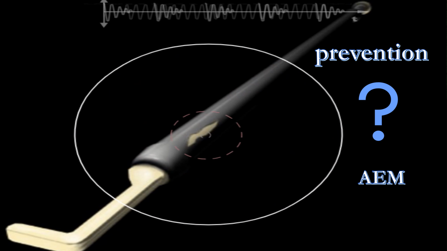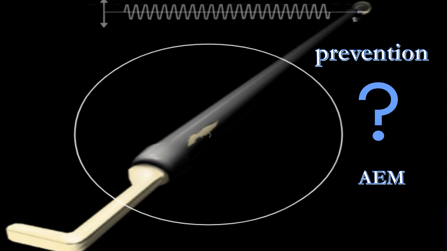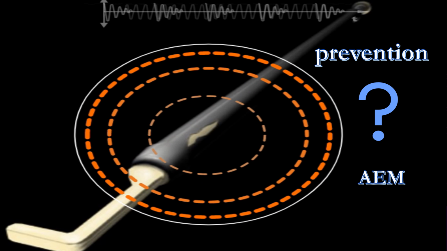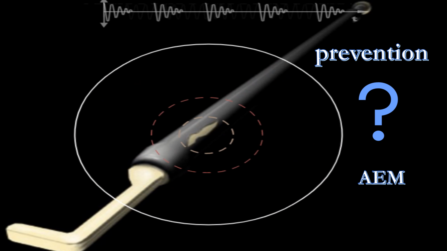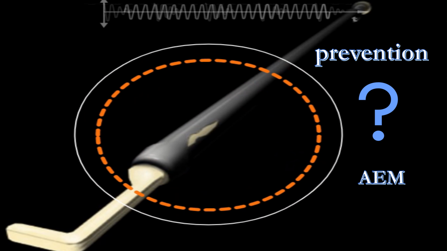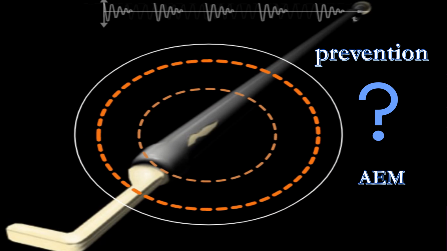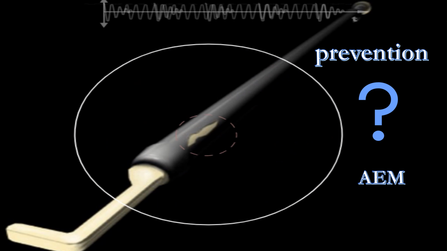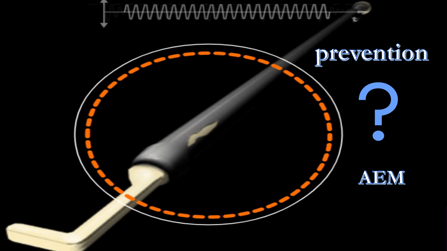How to decrease the risk of insulation failure? Although it is recommended to inspect the instrument before use, most of these defects are not visible to the naked eye. The use of electrical scans can detect insulation defects already present before surgery, but not those that may occur during surgery.